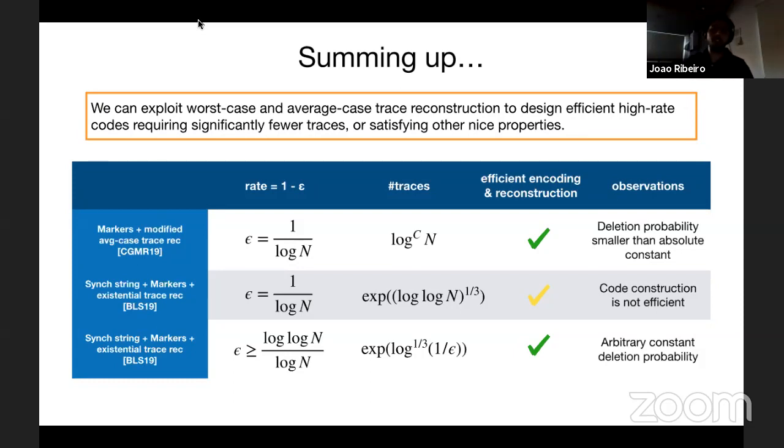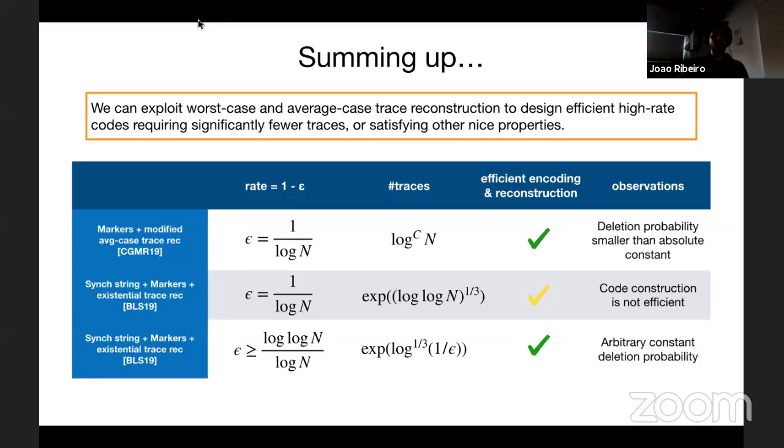So this is just a comparison. Like I said, for example, if you specify it for epsilon equals 1 over log n, so your rate is 1 minus 1 over log n, our main result gets you polylog n traces with efficient encoding and reconstruction. Then if you use these clever ideas with synchronization strings, you can reduce the number of traces with the caveat that now code construction is not efficient anymore. But if you allow your epsilon to be larger, so the rate of your code to be a bit smaller, then you can get fewer traces with efficient encoding and reconstruction and any arbitrary constant deletion probability.